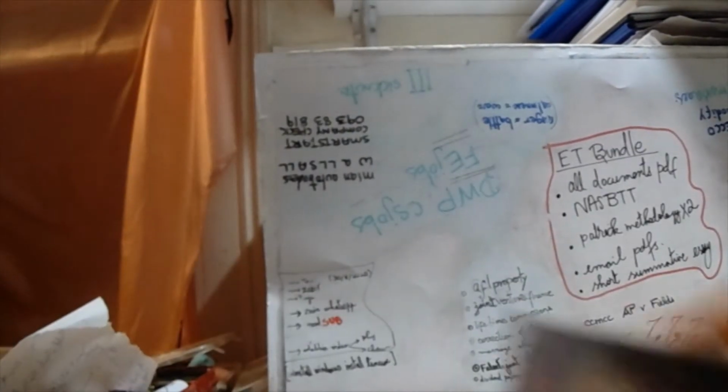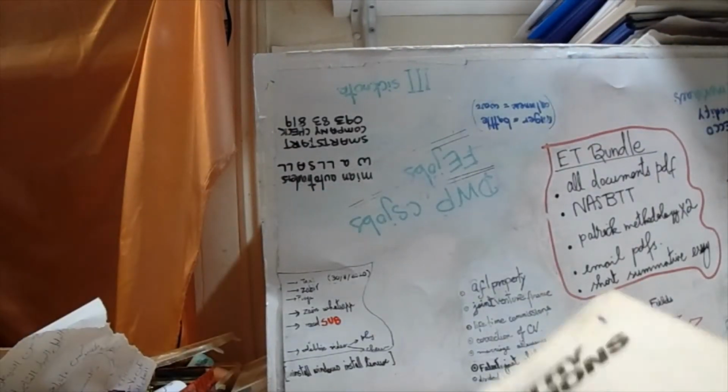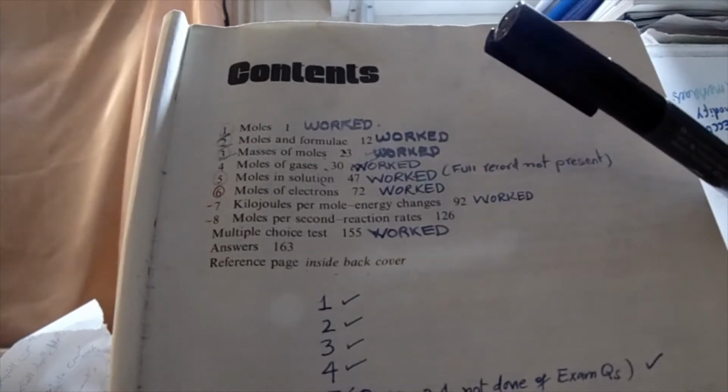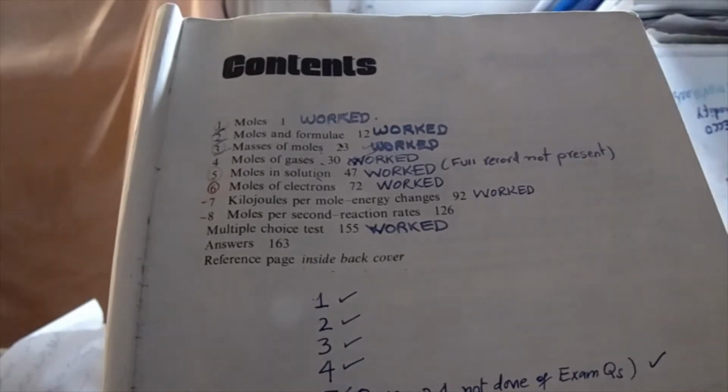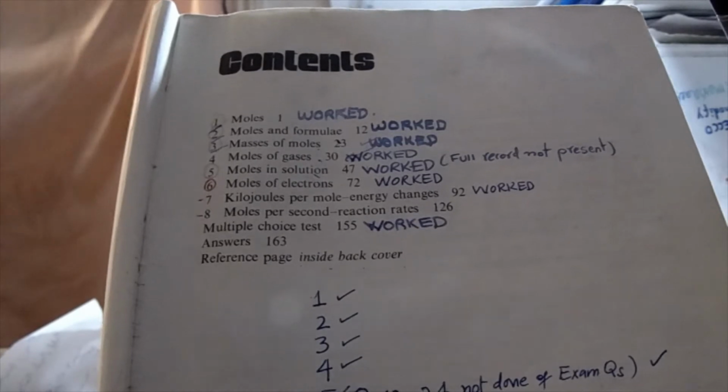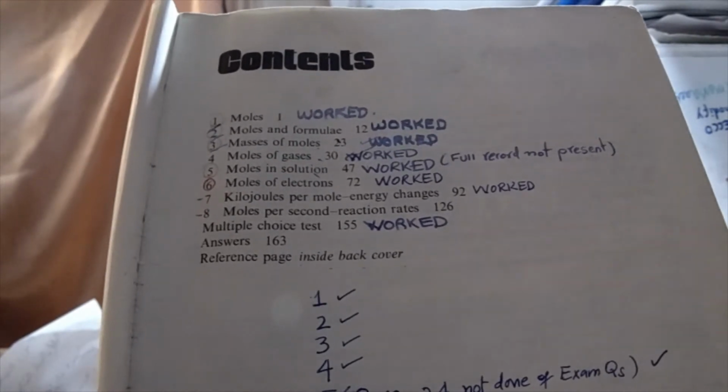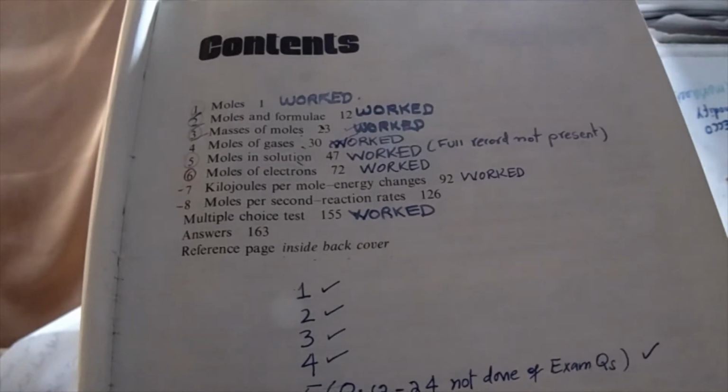So what is stoichiometry? The first one is moles, then moles and formulae, masses of moles, gases, solutions, electrons, and then thermochemistry, then electrochemistry, then reaction kinetics. And some books will have radiochemistry aspects as well, nuclear chemistry aspects. That's part of Ramsden's book on calculational analysis, and I'll fetch that in a second.